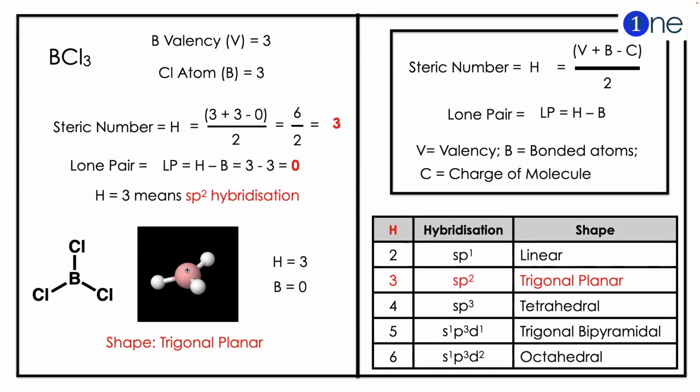The lone pair is 0. So the steric number is 3, which means sp2 hybridization. So sp2 hybridization is trigonal planar. So BCl3 is trigonal planar. You can easily realize the structure of the molecule with the 3D animation. So the hybridization is sp2. Shape is trigonal planar.